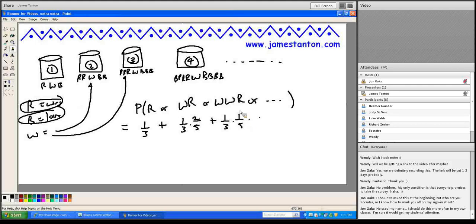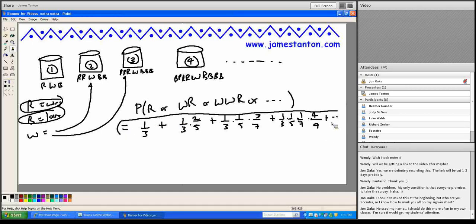Or pick a white ball, one-third chance. In bag number two, pick a white ball again, 1 in 5 chance. Then pick a red ball, 3 out of 7. Or pick a white ball, pick a white ball, pick a white ball, and then pick a red ball, 3 out of 9. And so on. So there's the answer to the probability question. It's some horrible infinite sum. Great. That was the hard way to answer it.